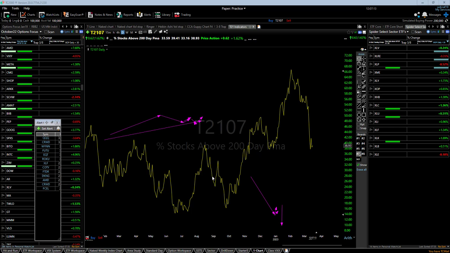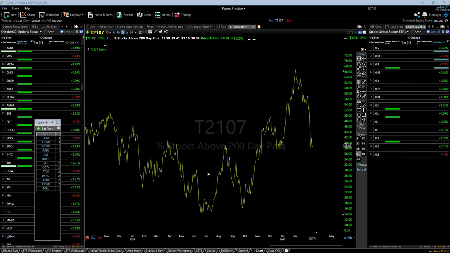Help me out here, guys. I don't want to just beat this. I just don't want to beat a dead horse here. But is this making some sense? How it's important to look at these things and look at these as not trying to predict anything, just moving with the market direction.